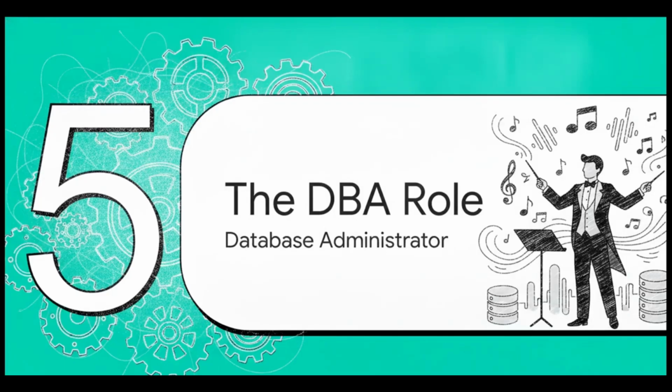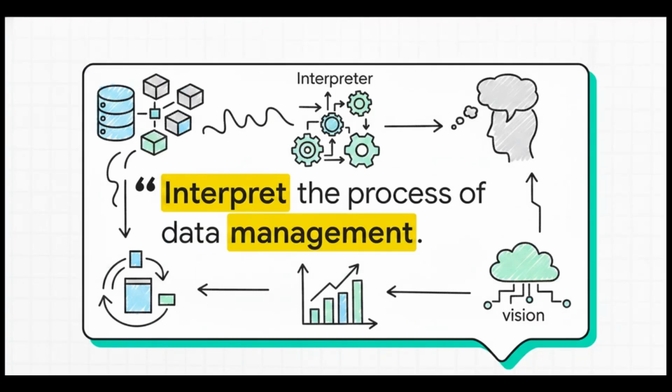And finally, Section 5, the database administrator. The ultimate mandate of the database administrator, or DBA, is to literally interpret the process of data management. Look, a database doesn't just run itself. It requires a visionary, someone who completely understands both the raw physical architecture and the high-level business logic that the end users actually need. They are essentially the interpreters, standing right between the machine and the human enterprise.